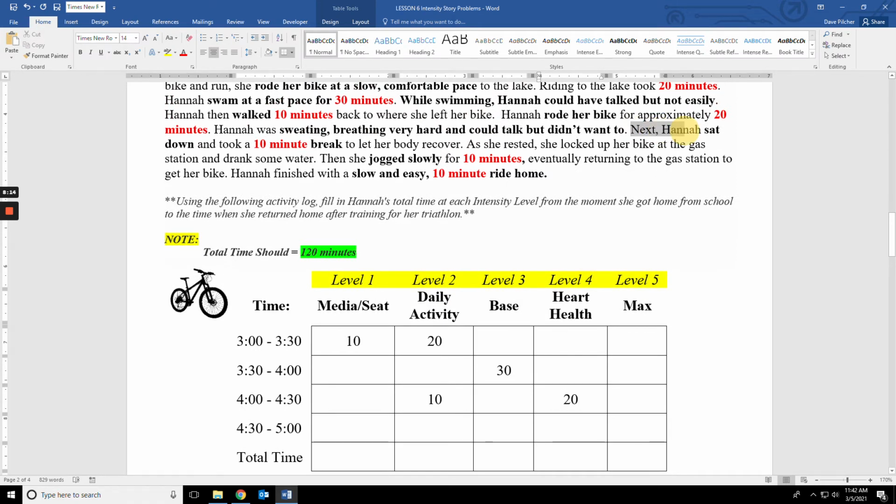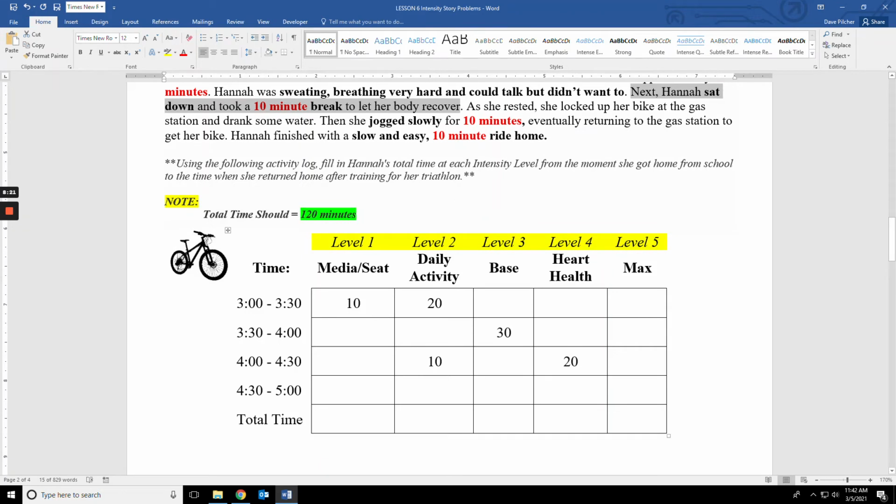Next sentence. Hannah sat down and took a break to let her body recover for 10 minutes. So again, 10 minutes of sitting. We know sitting is level 1.